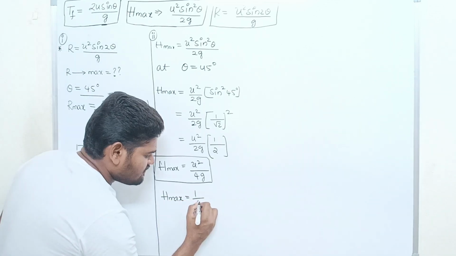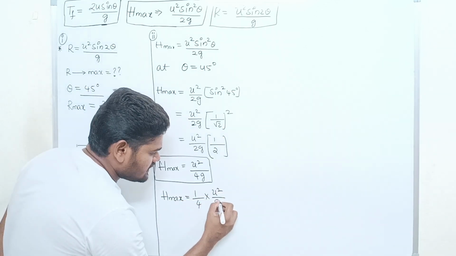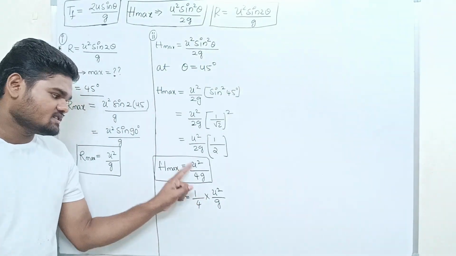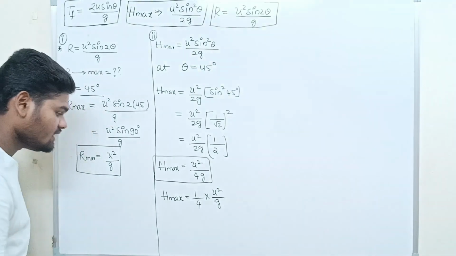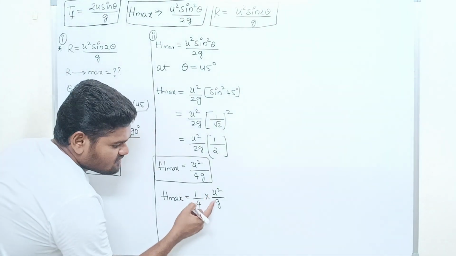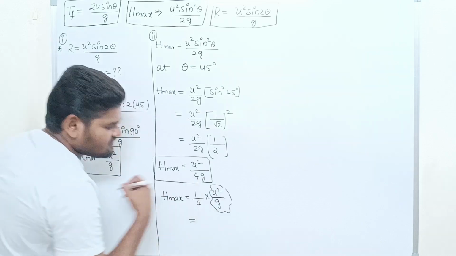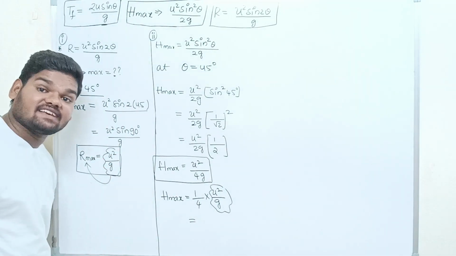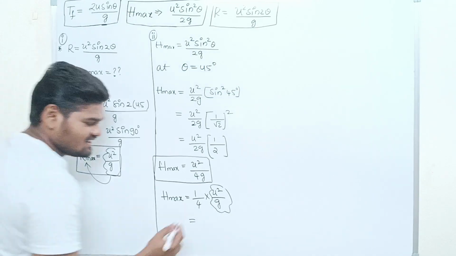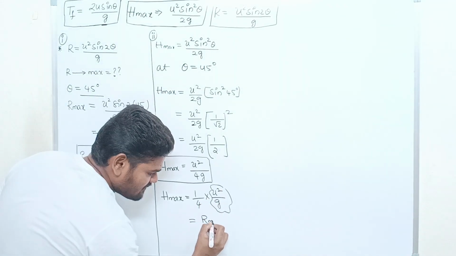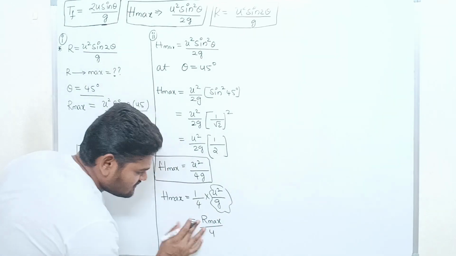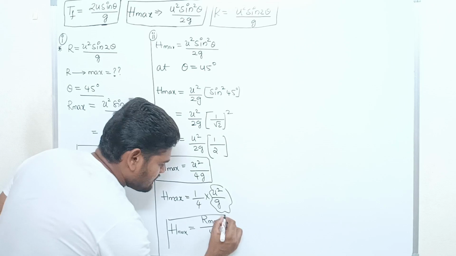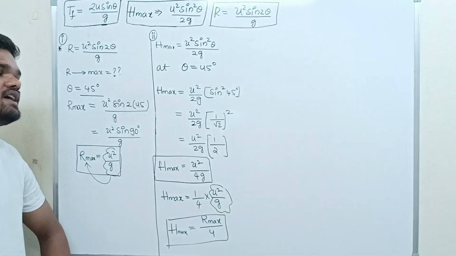If I write this equation like this, have a look. H max is 1 by 4 into u square by g. Can I write it like this? 1 into u square, 4 into g, 4g, u square by 4g. Again, you will get the same thing. Now, what is u square by g? U square by g is nothing but the maximum range. So u square by g is the maximum range, and h maximum is equal to R by 4, range maximum divided by 4.